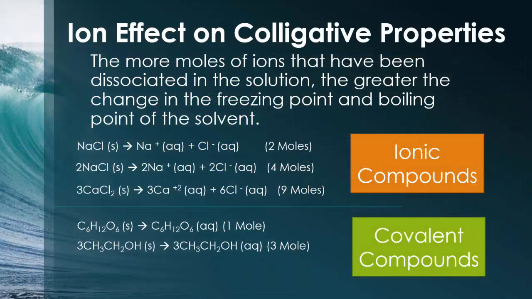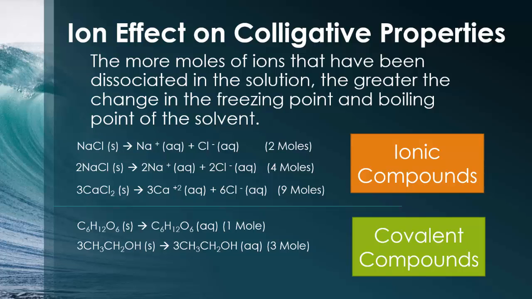So now we have the ion effect on colligative properties. The more moles of ions that we have dissociated in a solution, the greater the change in freezing point and boiling point of the solvent. What does dissociated mean? Dissociate means to separate. If the ions separate in water, or if, for instance, a covalent compound is not going to dissociate, it's just going to push around inside a solution. But the more that we can get dissolved into the solvent, it will create more moles, and more moles creates a difference of colligative properties. So the more moles of ions we have, the bigger the effect, right?